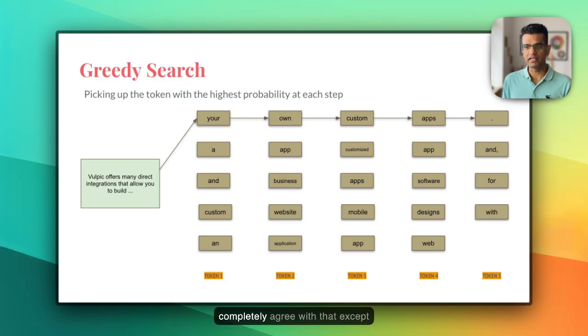And I would completely agree with that, except now you change your thinking a bit to not just pick a token based on its probability at that time step, but try and aggregate it over multiple time steps. So what do I mean? That's kind of what is implemented by what we call beam search.